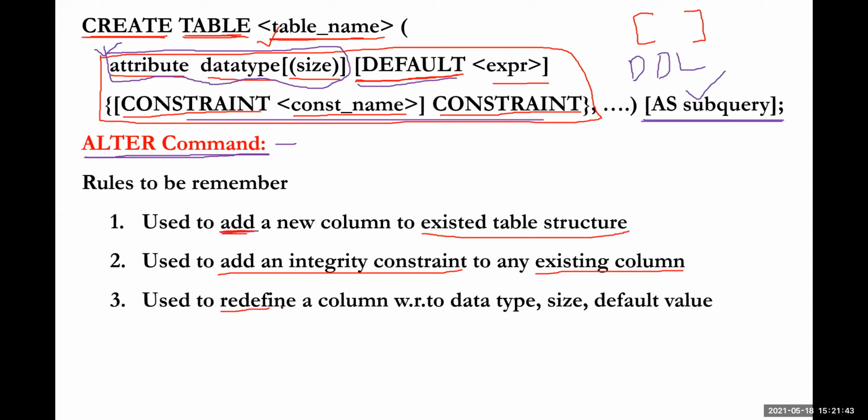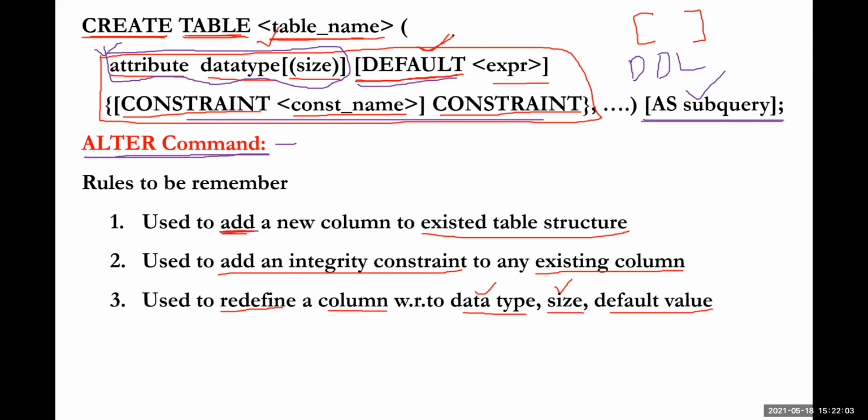But the column name cannot be changed. You can change the data type, it is possible. You can change the size of the existing data type, it is possible. For example, we have given something in create table, that is a default value. Yes, it can also be changed.